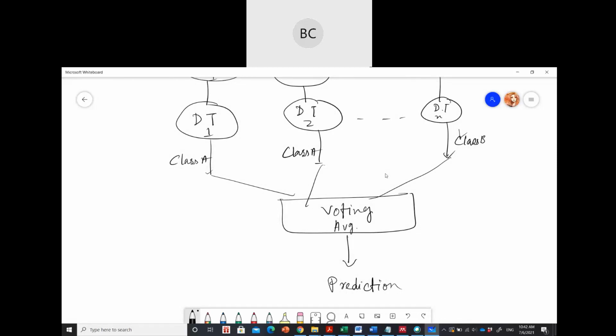Random forest is useful for both classification and regression, but it is more suitable for classification only. Even though it works for both, it is preferred for classification tasks, not regression.